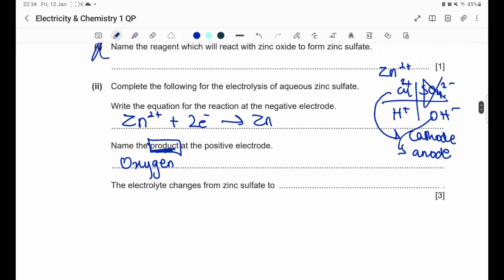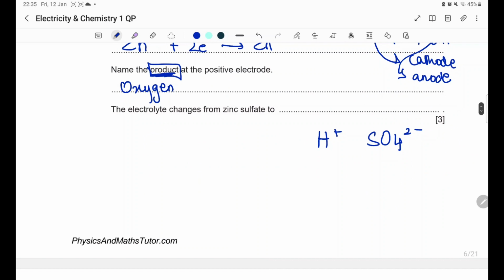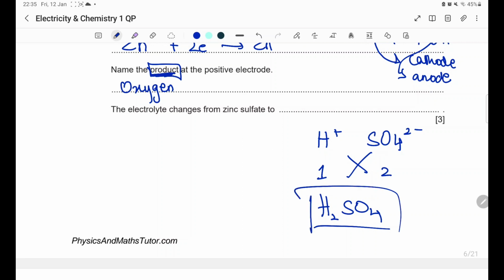The electrolyte changes from zinc sulfate to, so let's see, zinc is gone, hydroxide is gone. So the only 2 ions that we have left are H+ and SO4 2-. If you do your cross multiplication, the charge is 2, so 2 here, the charge is 1 here, H2SO4. Basically, this is sulfuric acid, so it's forming sulfuric acid, or you could write hydrogen sulfate. We will cover acids in great detail in the next chapter.